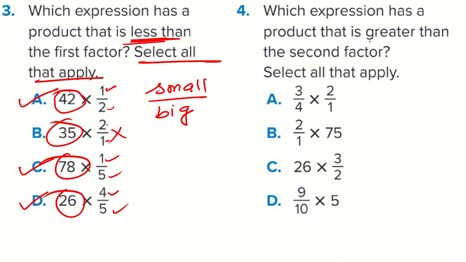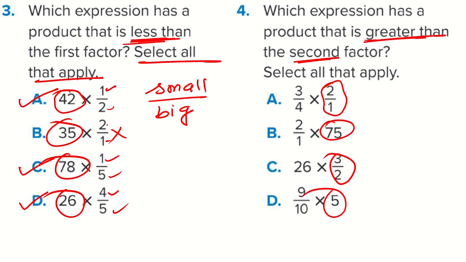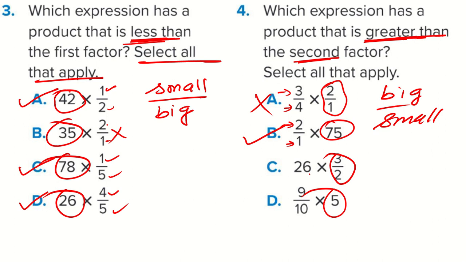which expression has a product that is greater than the second factor? What is the second factor? 2 over 1.75, 3 over 2.5. So what you will do? We have to see greater than. So greater than means you will see bigger number over smaller number. Okay, so here 3 is small, 4 is big, not possible. 2 is big, 1 is small, means up is big and down is small. So this will be the answer. 26, of course, it is a bigger number because 26 over 1 you can write. So this will be the answer. 9, up number is small, down number is big. So this is not possible.